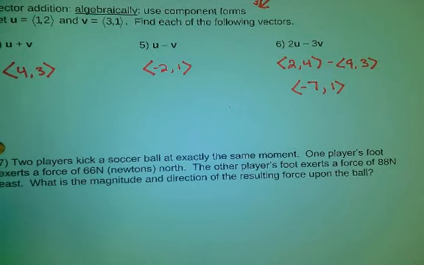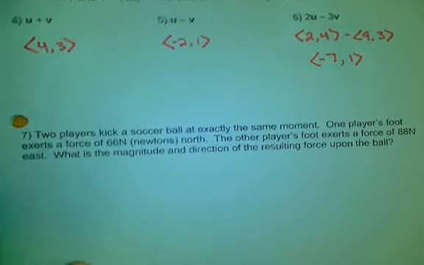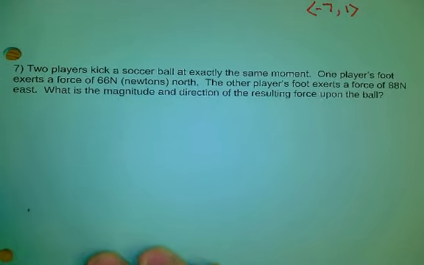Any questions on how to add or subtract vectors? Okay. This is a really dumb question. 2 players kick a soccer ball at exactly the same moment. One player's foot exerts a force of 66 newtons north. The other player exerts a force of 88 newtons east. We want to know the magnitude and the direction of the resulting force upon the ball.